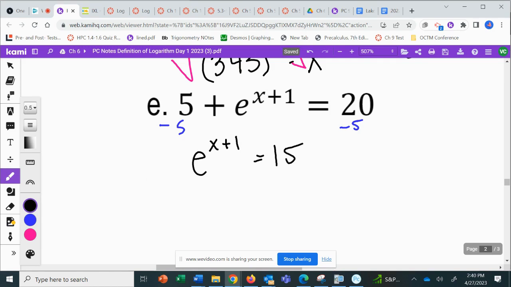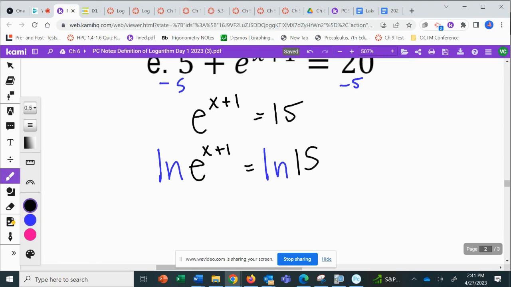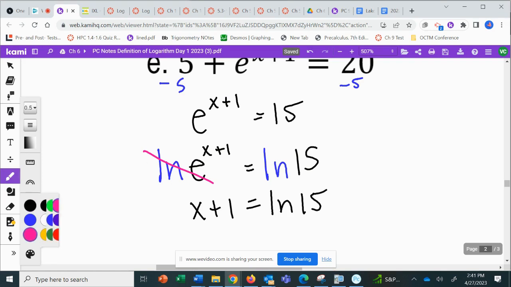To get rid of e, e is exponential, so we got to go logarithmic to get rid of e. And we're going to use log base e, which is ln. So to both sides, we're going to put ln in front of e to the x plus 1, ln in front of 15. All right? ln and e cancel. We get x plus 1 equals ln 15. One more step, take away 1.